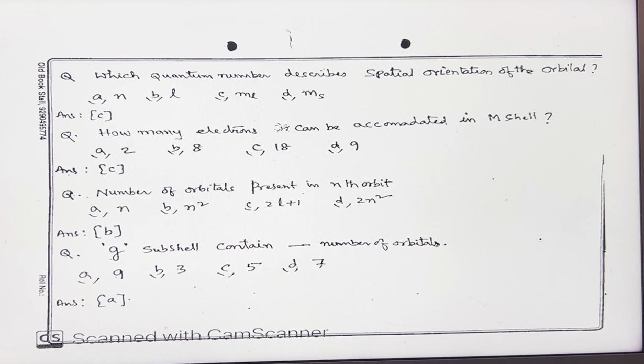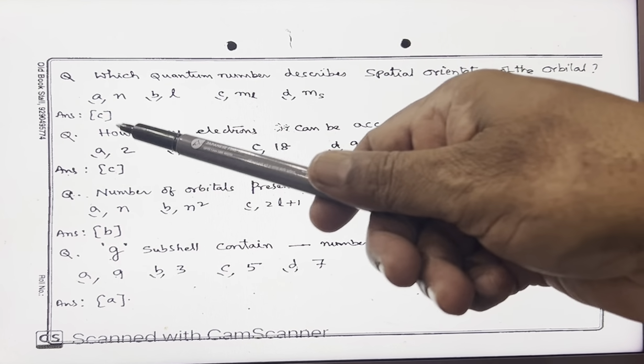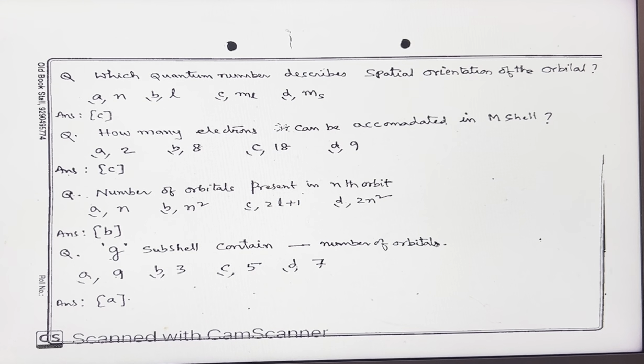The first question of this program is, which quantum number describes spatial orientation of the orbital? N, principal quantum number, azimuthal quantum number L, magnetic quantum number ML, or spin quantum number MS. If you know the quantum numbers and their importance, then only you can answer these questions effectively. So, C is the correct answer for this. Later I will explain how C is the correct answer.